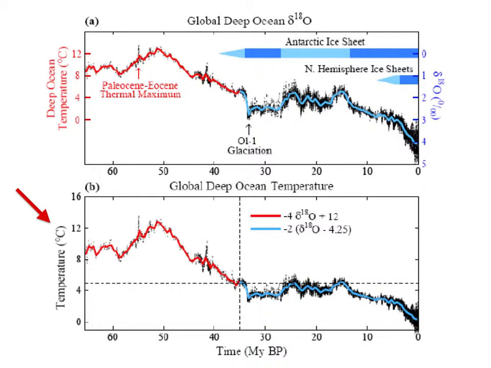There's an enormous amount of detail in this record. I'll just point out a couple of its main features. The first one you can see is that the world warmed for about 10 million years until a peak at 50 million years ago. That's called the Eocene optimum, when it was 10, 12 degrees warmer than now. And then it began a steady cooling.